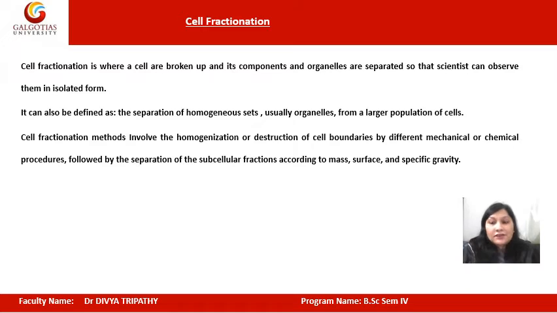Okay, so if we are asked the definition of cell fractionation in a single line, the answer should be: the separation of homogeneous sets of cell organelles from a larger population of cells. See, this is a very lengthy process, so it will involve so many steps, right? So the cell fractionation method involves the homogenization or destruction of cell boundaries by different mechanical or chemical procedures, followed by the separation of subcellular fractions according to their mass, surface and specific gravity by running different types of centrifugation processes.